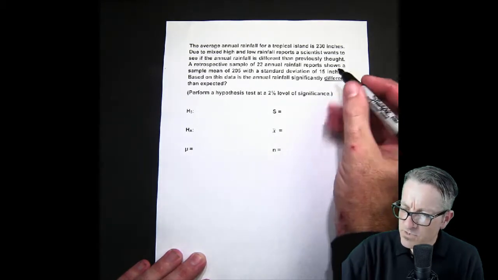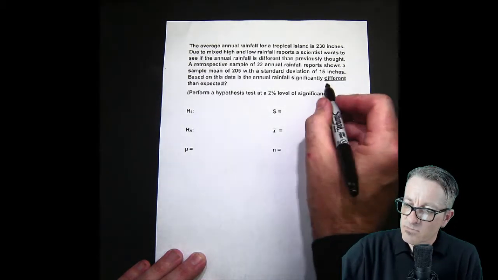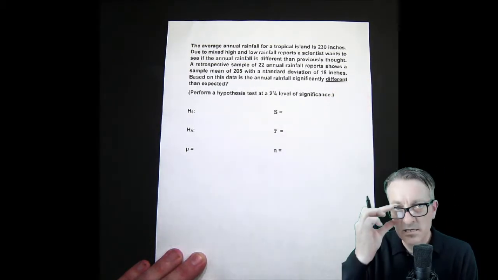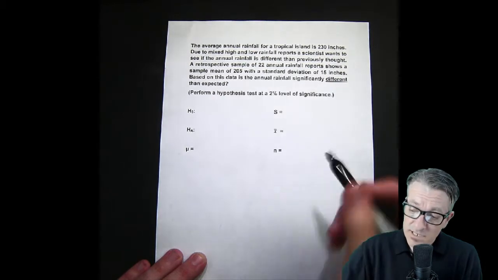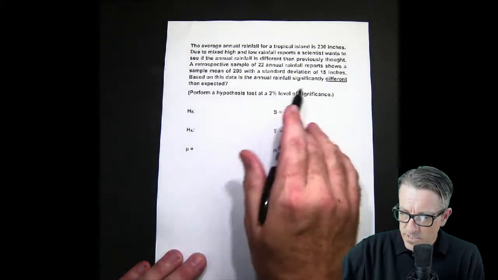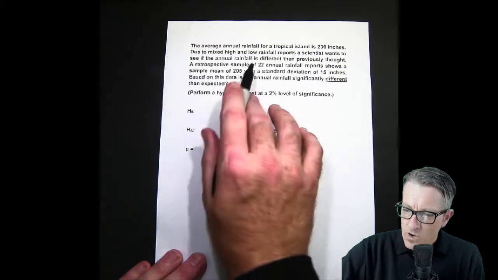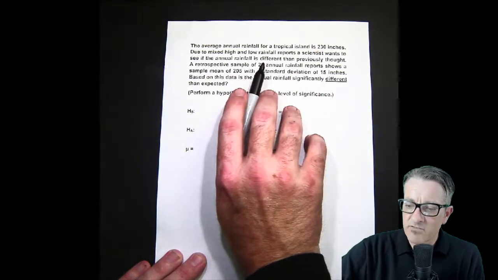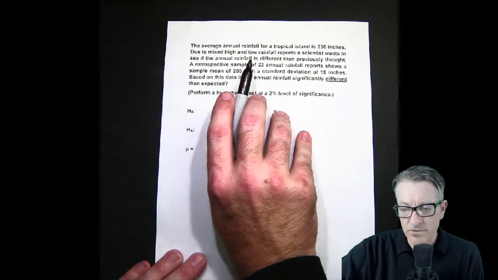So a couple things here to point out. The term different is used. We're not checking for more or less. We're checking for different, which means it could be high or low. The other thing is we have a population mean, but we don't have a population standard deviation.